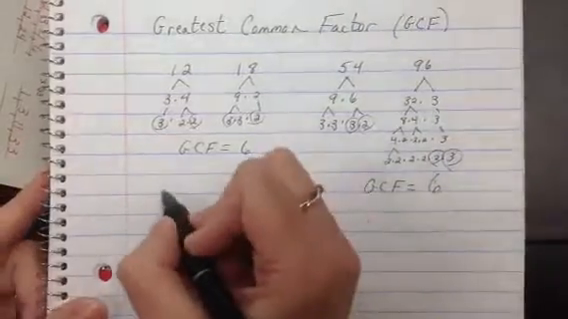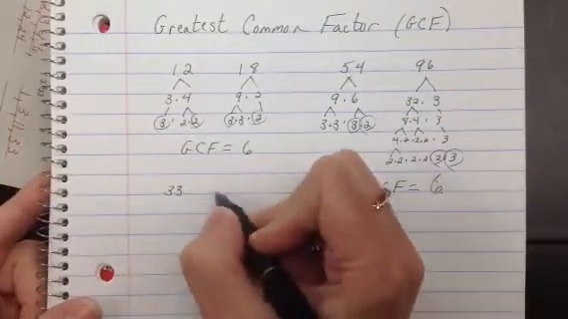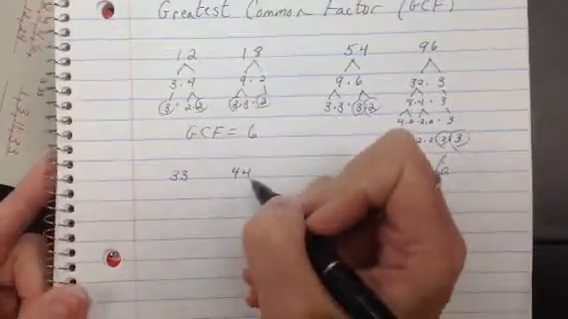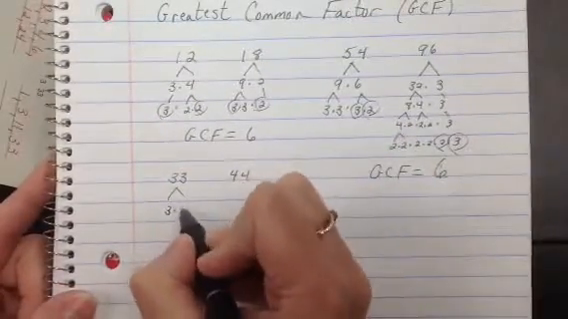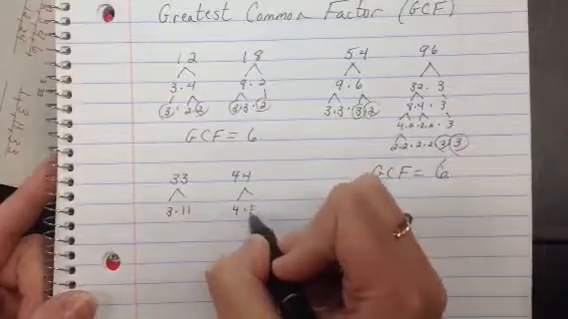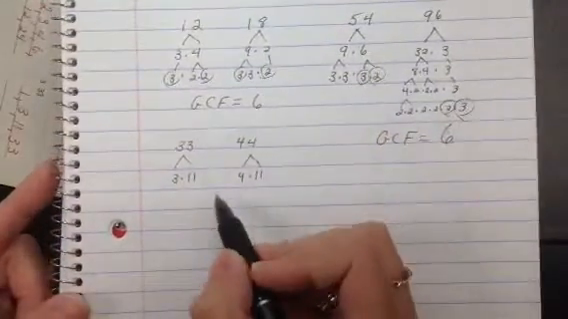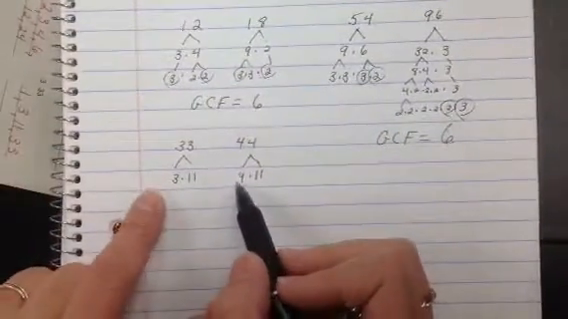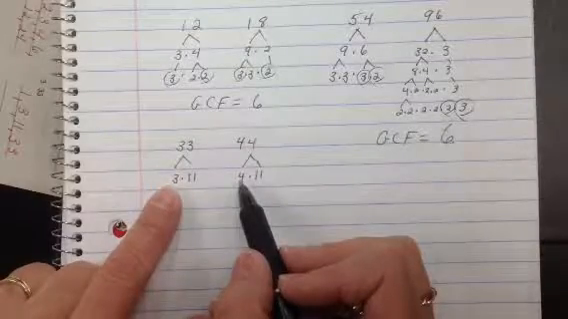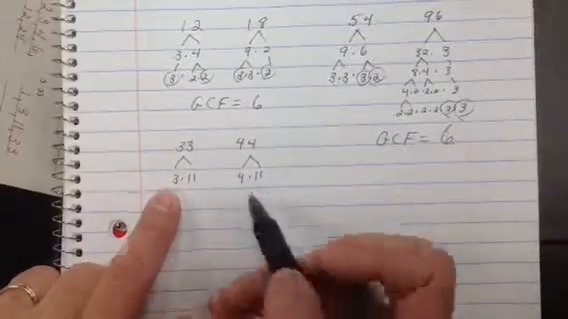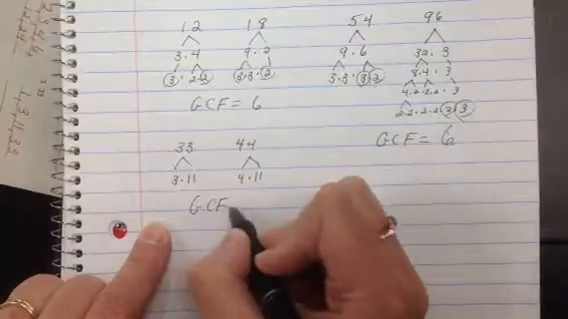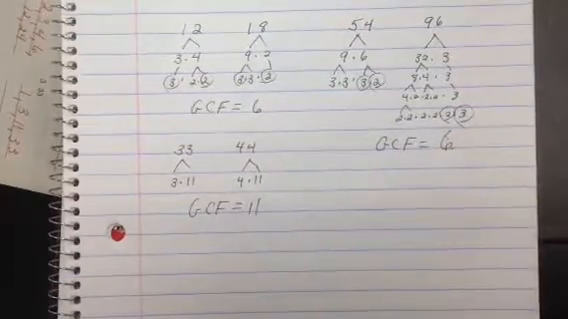Let me do one more example of one that would be really easy with the tree. So I've got 33 and 44. So 33 is 3 times 11, 44 is 4 times 11. I might even stop a little bit early when I get good at these because I know that 3 is a prime number. It doesn't go into 4. There's nothing common there. So my greatest common factor for these two numbers is 11.